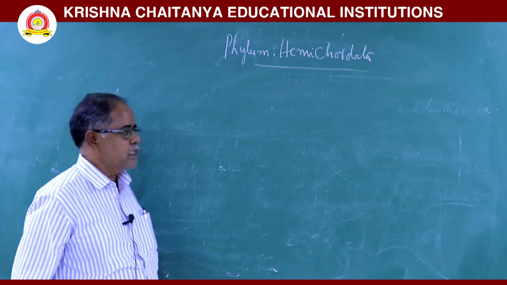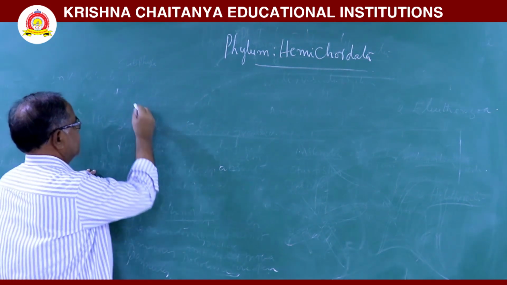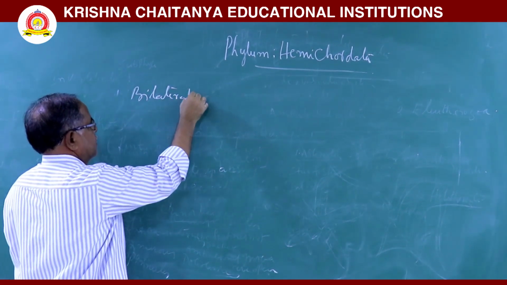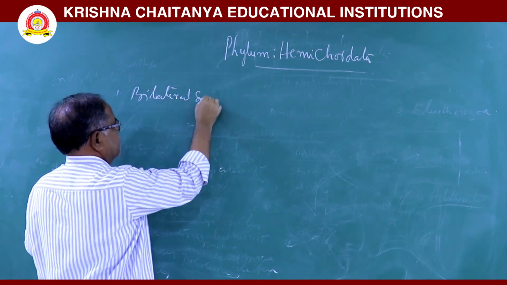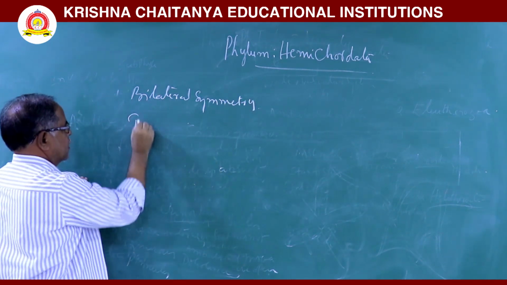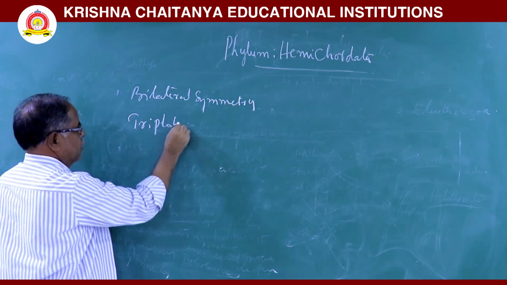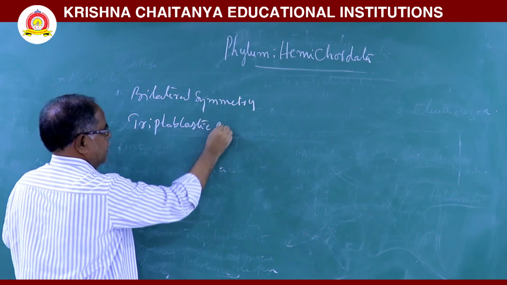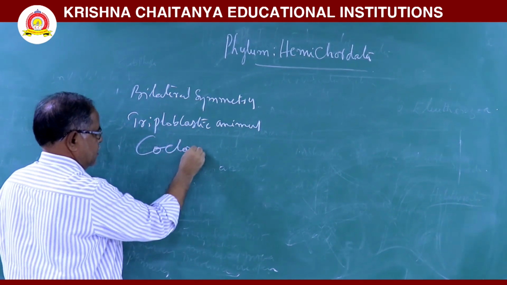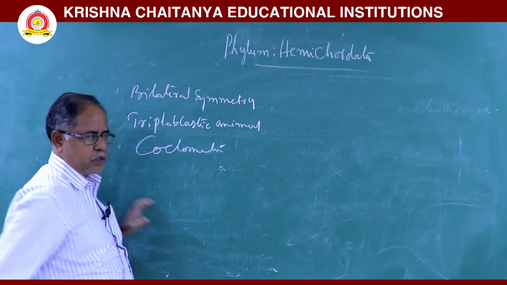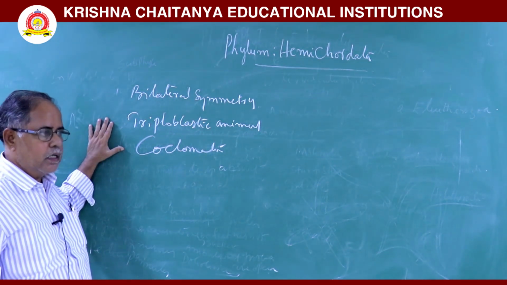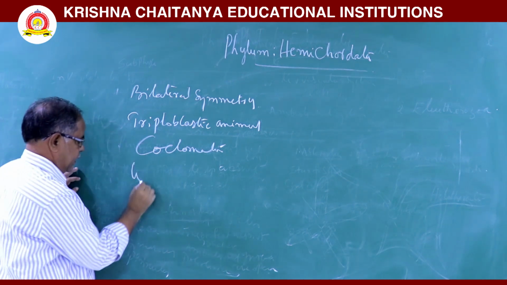Next, these animals have bilateral symmetry. They are triploblastic animals. Next, they are coelomates, that is, an enterocoelom is present here. Next, they are worm-like marine animals.